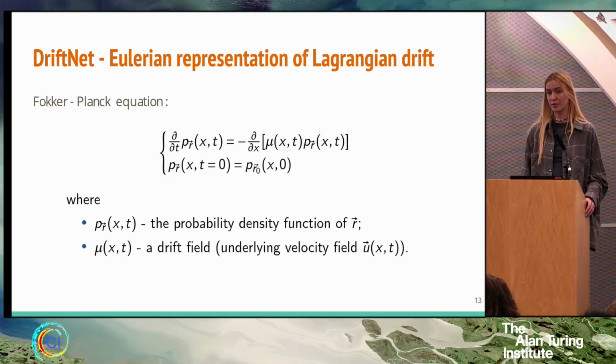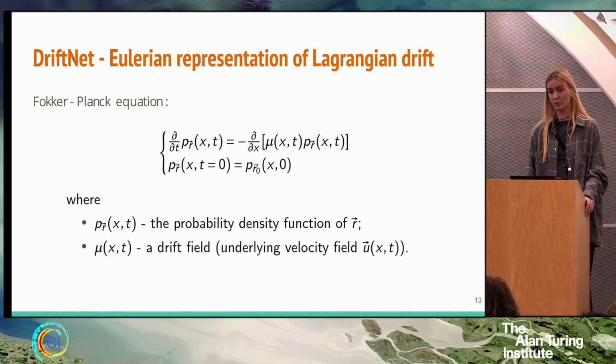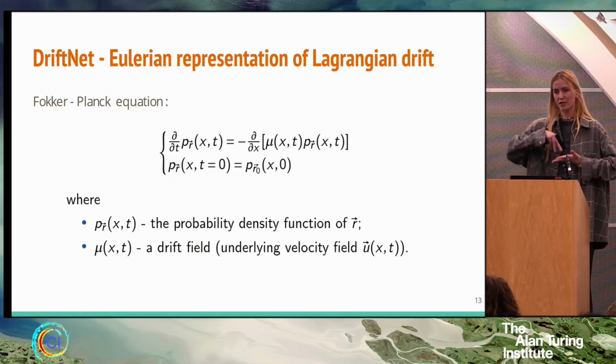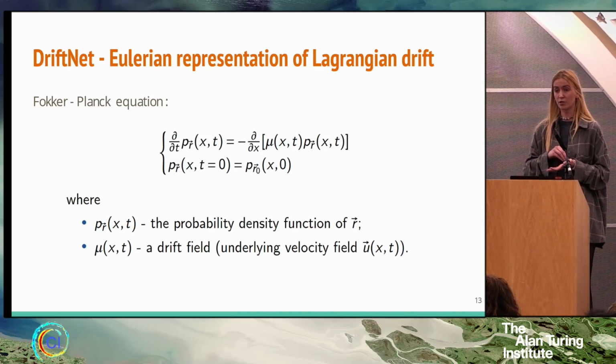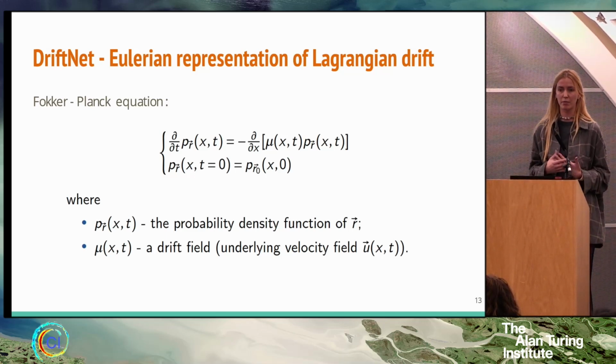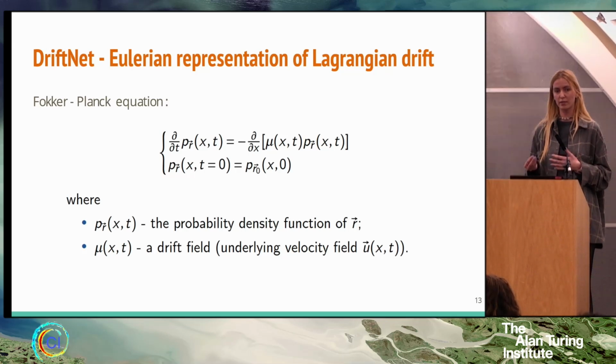So the model that I propose is called DriftNet. DriftNet is inspired by the Eulerian representation of Lagrangian drift, described by the Fokker-Planck equation. If you're not familiar with this equation, intuitively you can consider it as, instead of simulating a particle in the ocean as a sequence of latitude and longitude in time, you simulate a particle as a propagation of its PDF in time. And by PDF, I mean probability density function. And in this case, it's the probability of a given particle in the ocean to be in this or that position in the ocean.